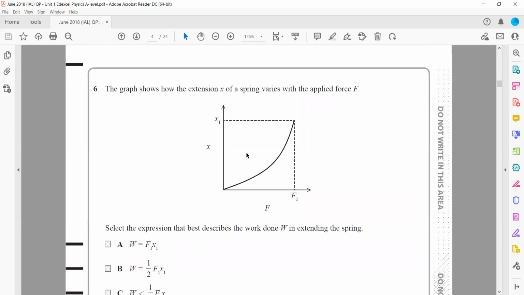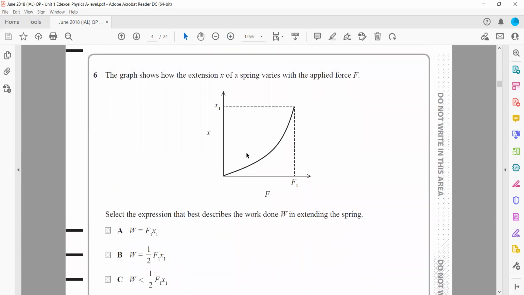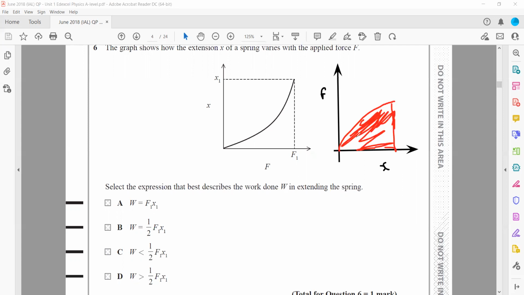The graph shows how the extension of a spring varies when the force F is applied. Select the expression that best describes the work done in extending the spring. So work done is the area under the graph. Remember, if force is on the y-axis and extension on the x-axis, then the area under the graph will give us the work done.